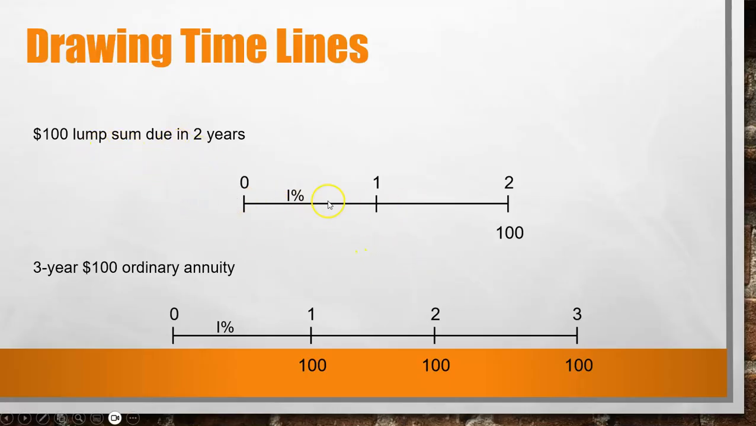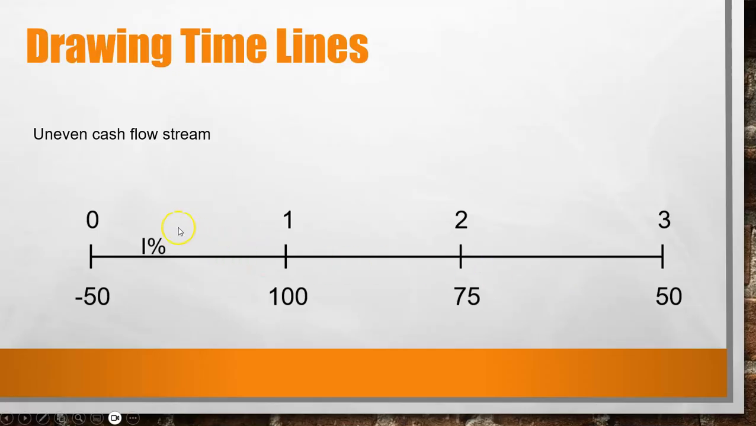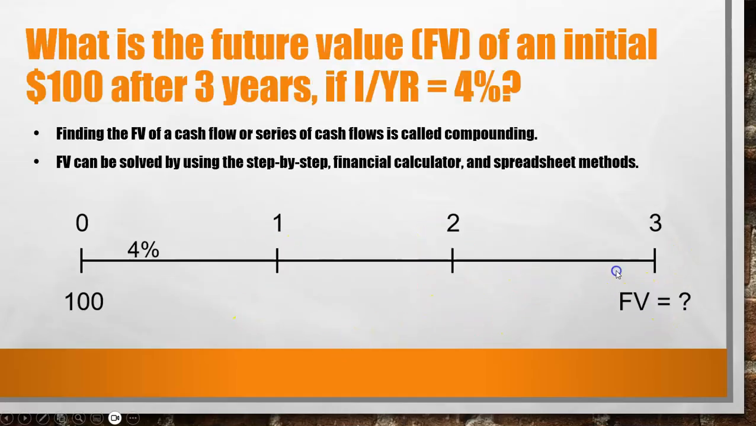$100 lump sum due in 2 years. So that's 2 years. $300, 3-year, $100 ordinary annuity. That means every year, at the end of every year, $100. Or an uneven cash flow stream: negative $50, $100 year one, $75 year two, $50 year three.